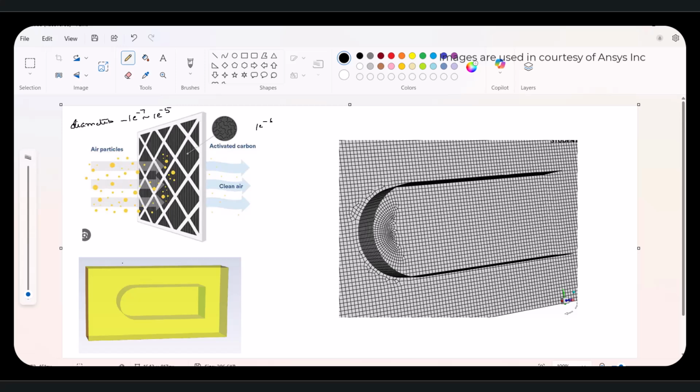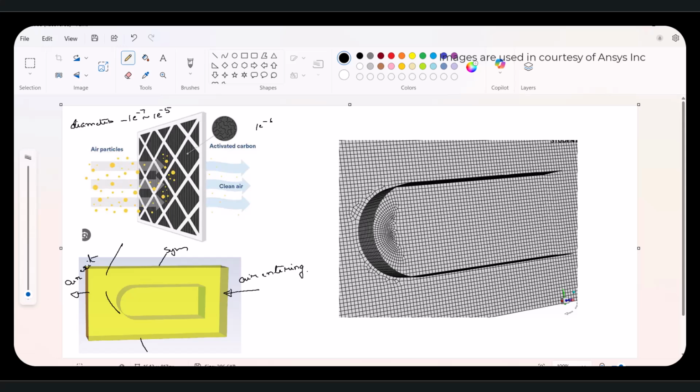Okay, now this is a sample domain that we have considered. This part is symmetry, and the front and back are symmetry, and top and bottom too. All these four faces are symmetry, and from here the air is entering. We will take a certain velocity with which air is entering, and this is the air exit.